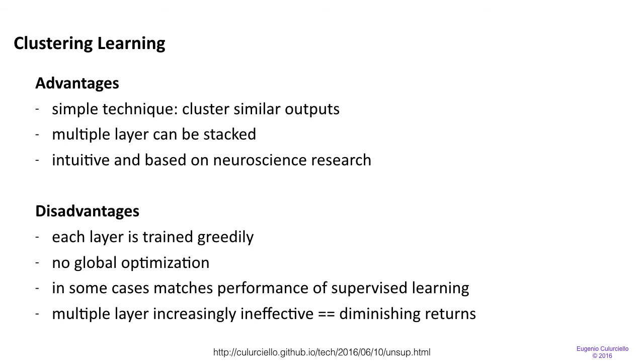it matches the performance of supervised learning. It can beat it if you have not enough data. But multiple layers become increasingly inefficient, and this is a problem of most of these techniques, like the stacked autoencoders and clustering learning, that are trained greedily. So having one layer is very nice and effective. A second layer adds a little bit, and after you go to 3 or 4 layers, it doesn't really give you an advantage. So these techniques have their limitations.